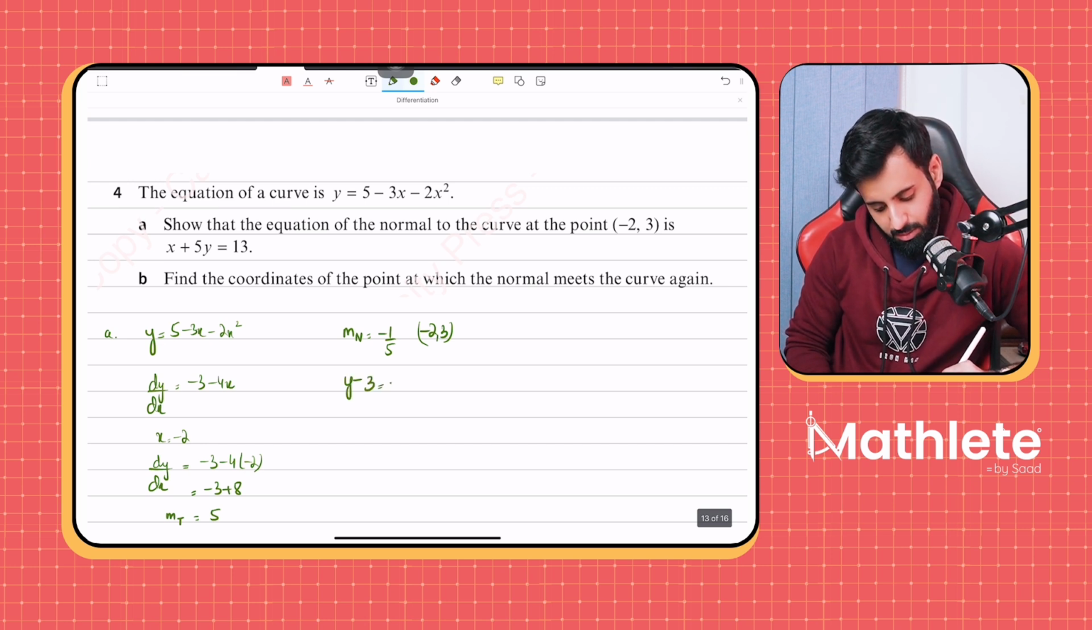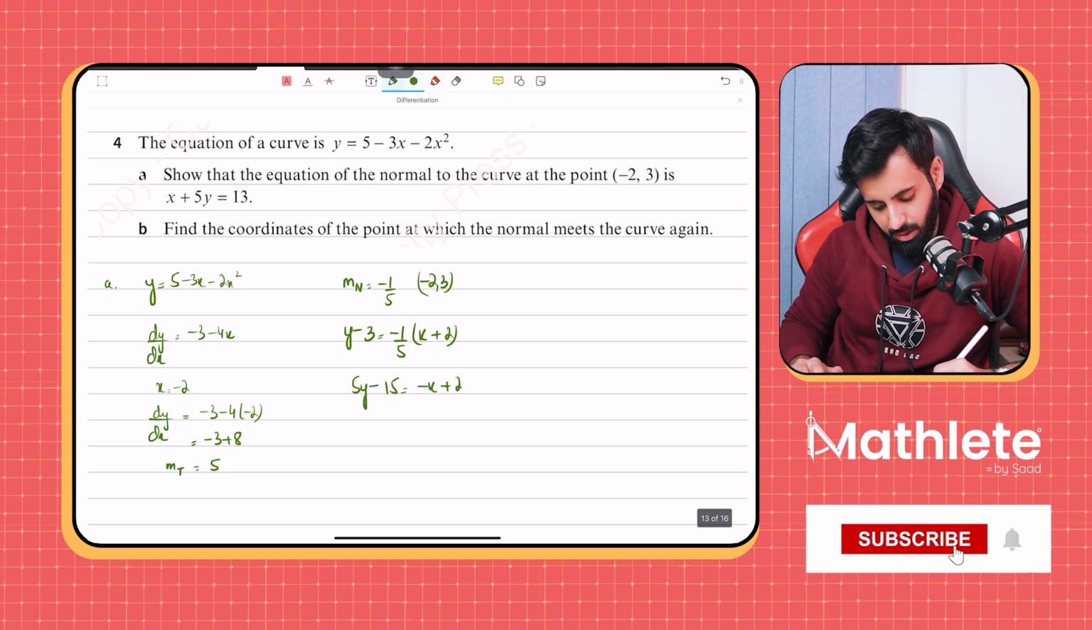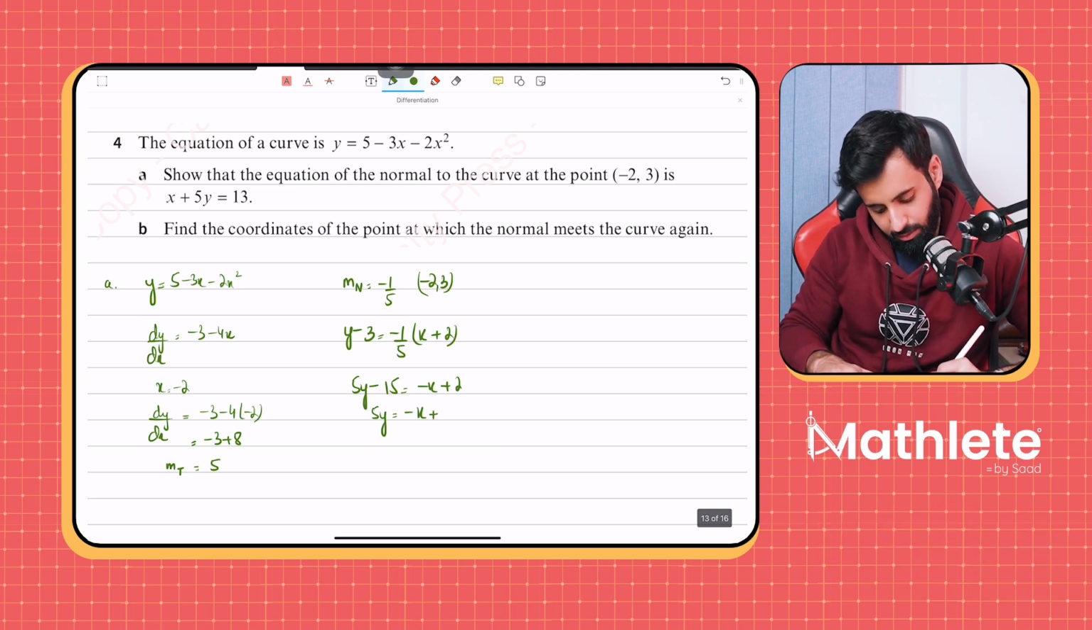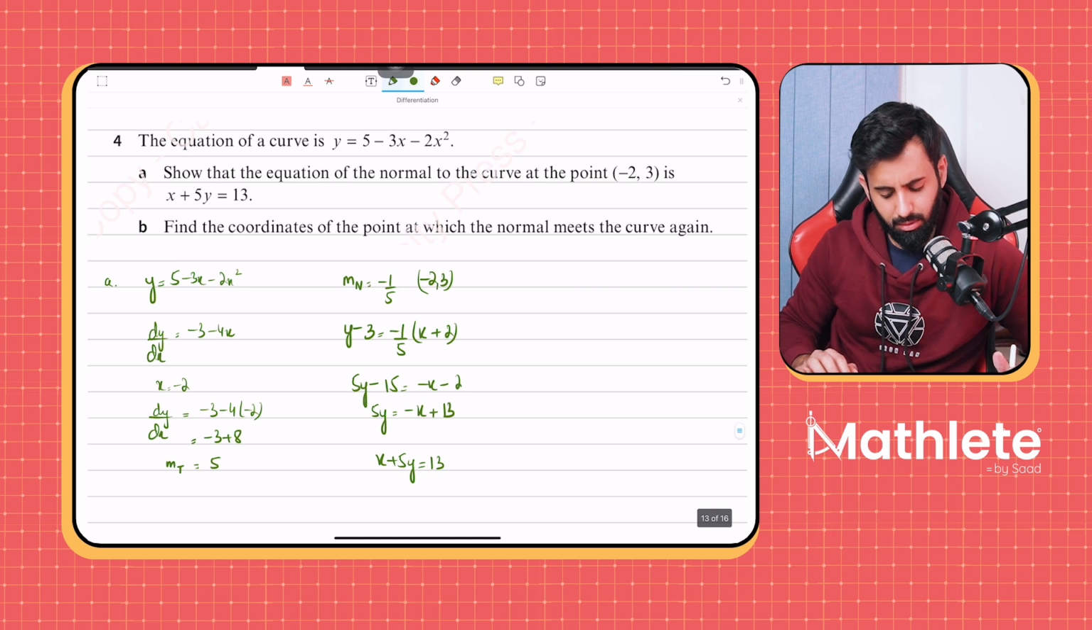Now this is what we're going to use: y minus y1 equals m into x minus x1. Minus minus becomes plus. So cross multiply. We have 5y, sorry, not 2y. 5y minus 15 equals minus x plus 2. So 5y equals negative x, no wait a minute, negative x minus 2 plus 15, so that's 13. And let's write it the way the question wants us to write it. So that's x plus 5y equals 13. So fairly easy question, nothing complicated at all. But let me know if you have any questions.